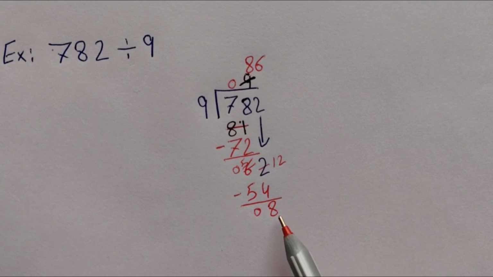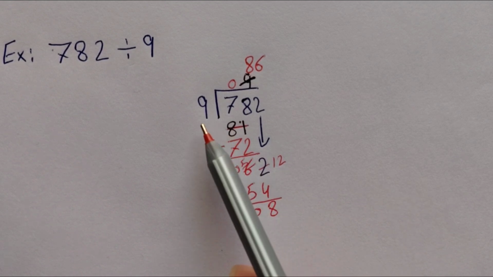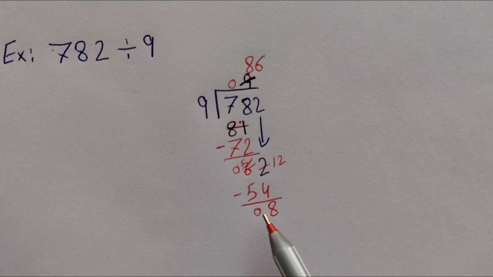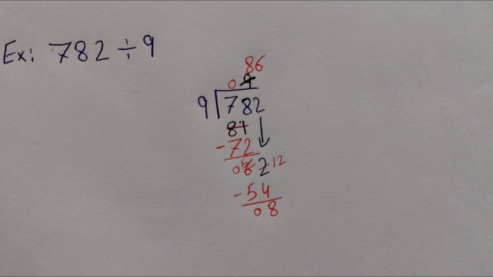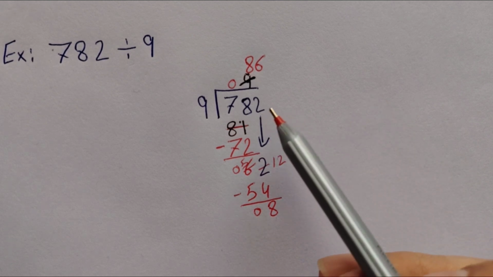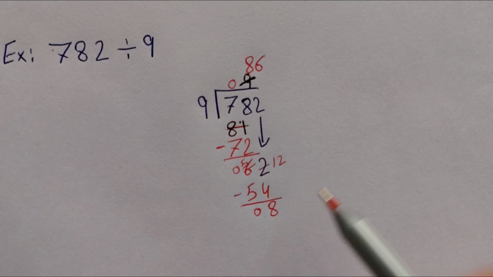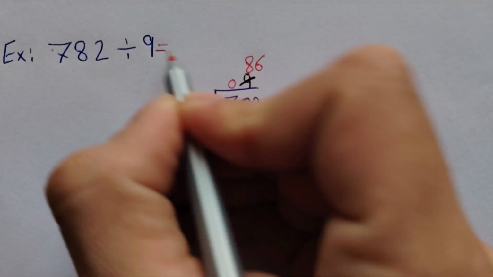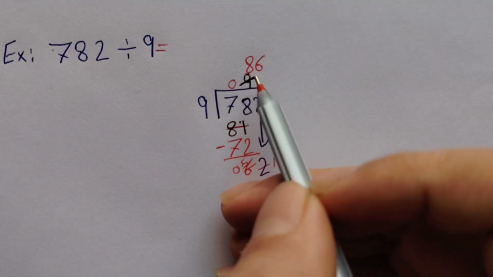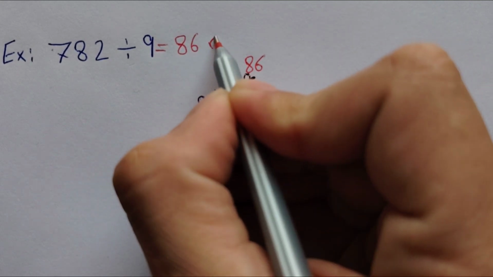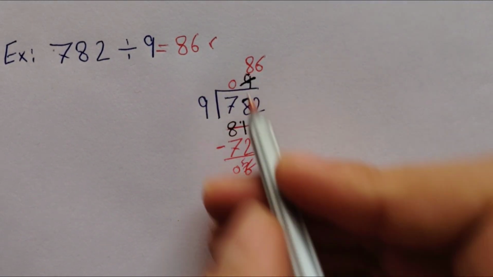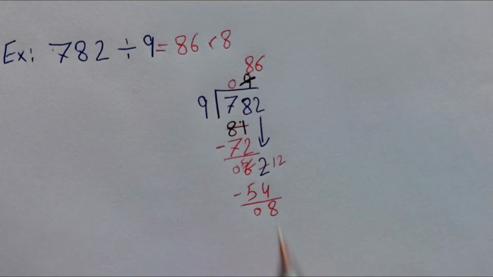Now same. The remainder cannot be bigger than or equal to the divisor. It should always be less. Is the remainder less than the divisor? Yes. So we can check: do we have any more digits to bring down? No. We are finished. The answer will be this one. This one will be the quotient, which is 86. Then we have a remainder, which is 8.